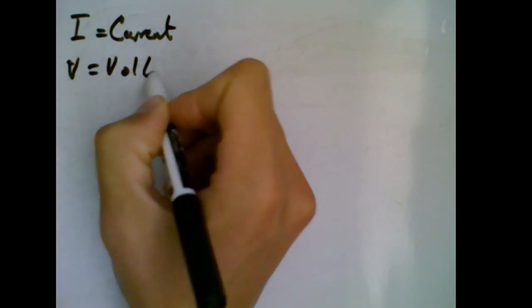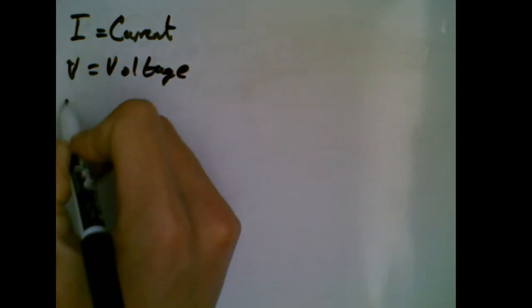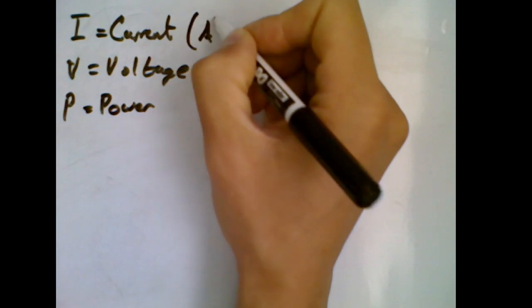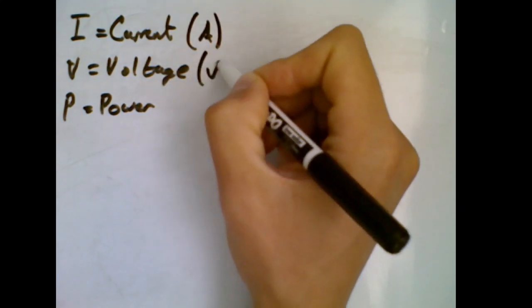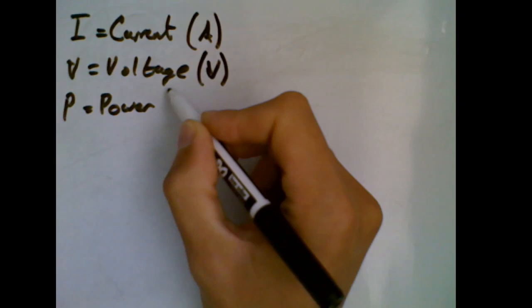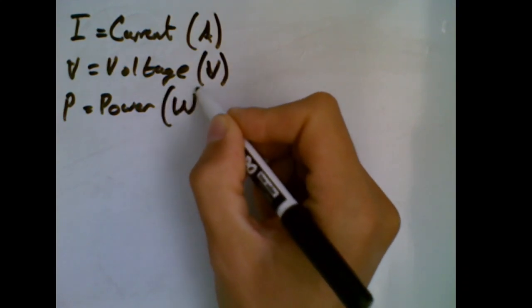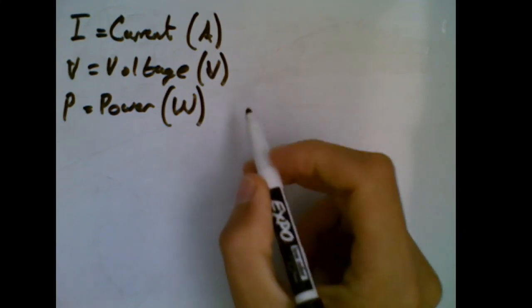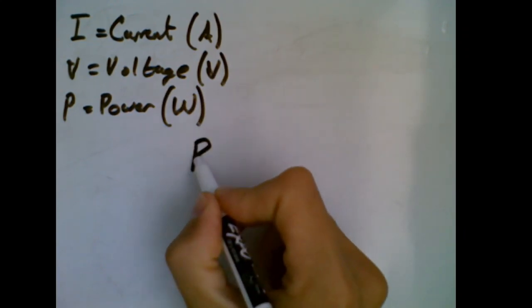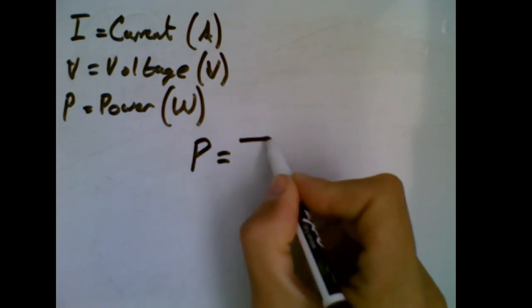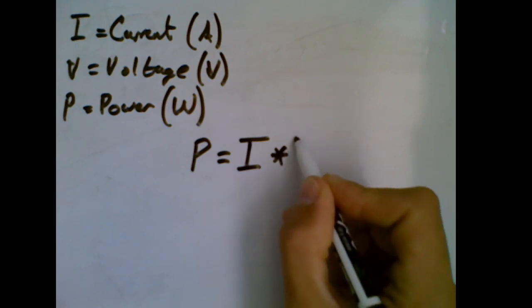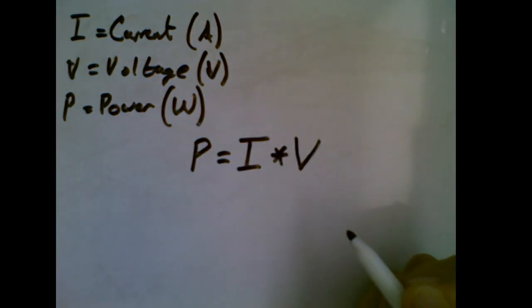Now, in a circuit, we can also measure the power, what we deem P. Keep in mind, each of these has its own units. Current is measured in amps, voltage is measured in volts, and power is measured in watts and gets the abbreviation capital W. When we want to calculate power in a circuit, the power in a circuit is actually the current of the circuit multiplied by the voltage of that circuit.